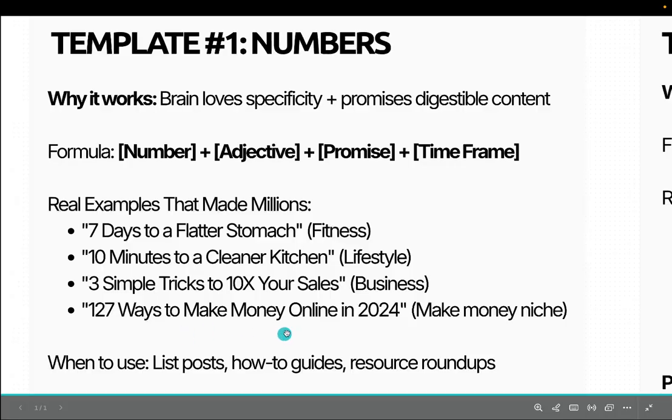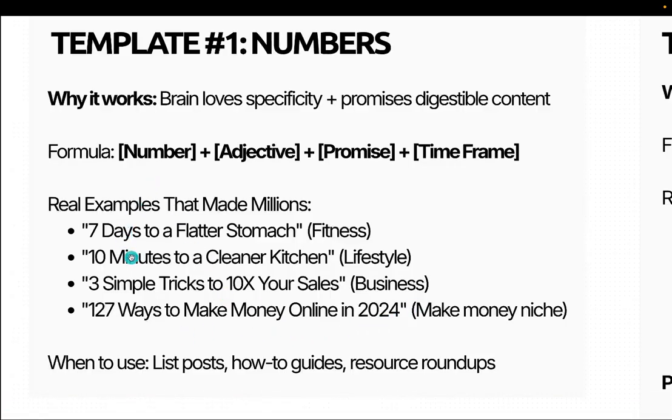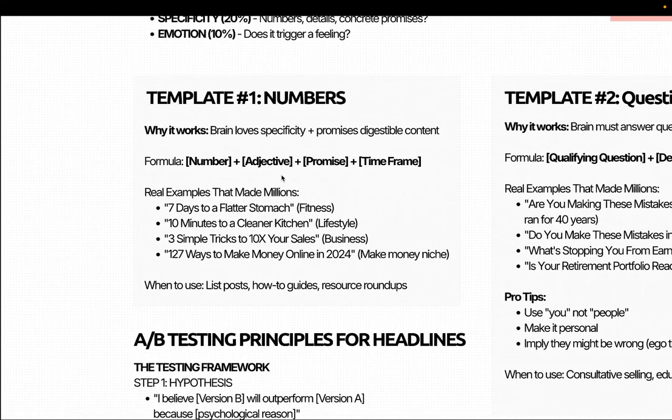You get it? Yes. And then with this one, for you to follow the complete formula, you can make it something like 7 days to a flatter stomach. So you can add a time frame. It's not really following the exact formula, but we have elements of the formula in it. We have a number, and if you combine the 7 and the days, it makes it the time frame. And then it has the promise, flatter stomach, although it doesn't really have the adjective. You get it? Yes, but this is basically the formula to use.